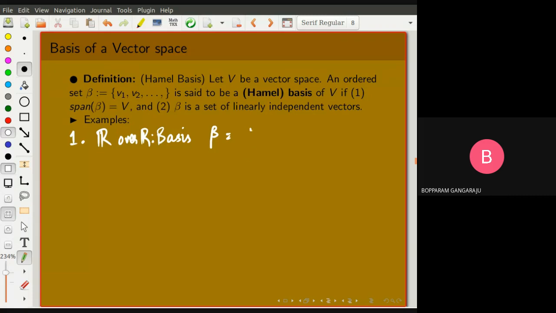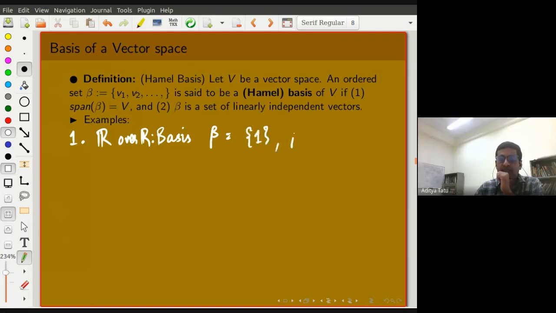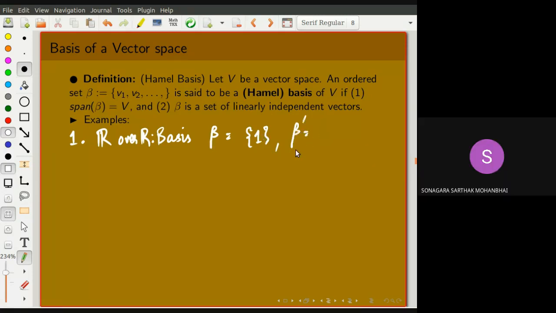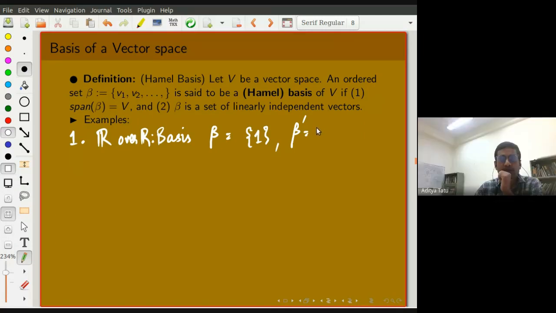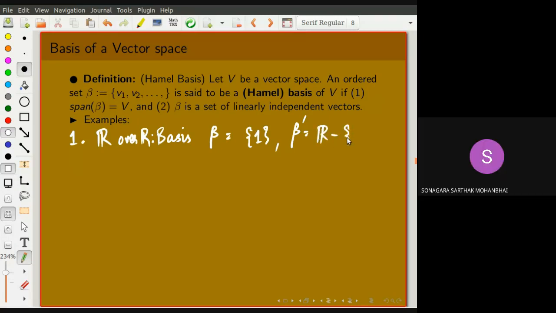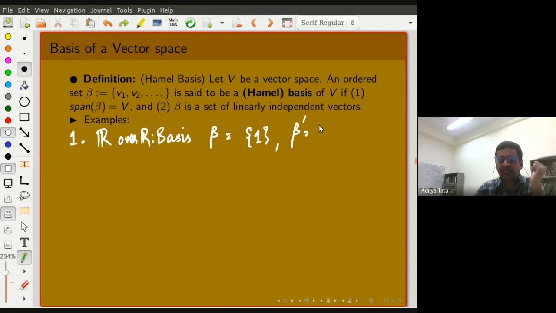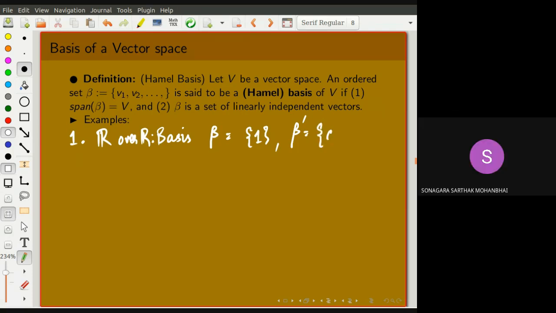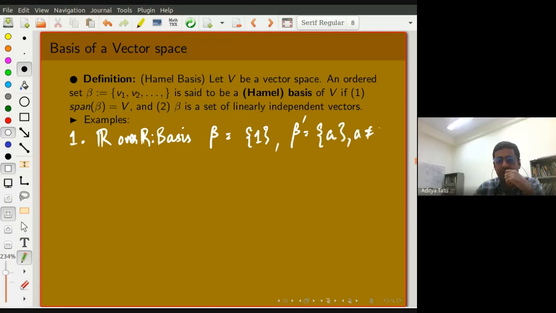1. Any other subset? All numbers apart from 0. So any singleton set which contains an element apart from 0. Yes. So it could be {a} where a is not equal to 0.